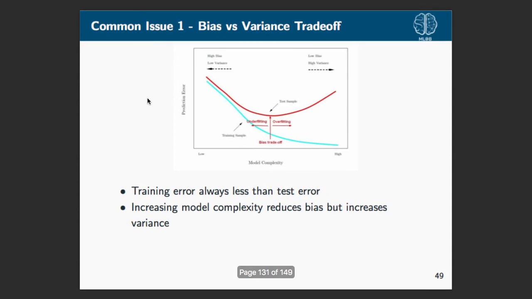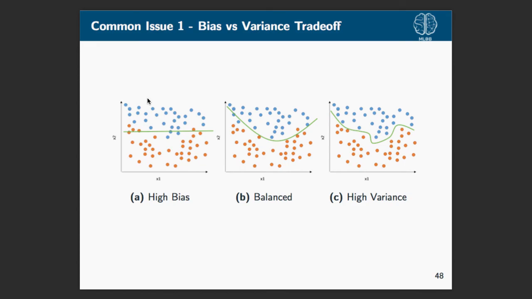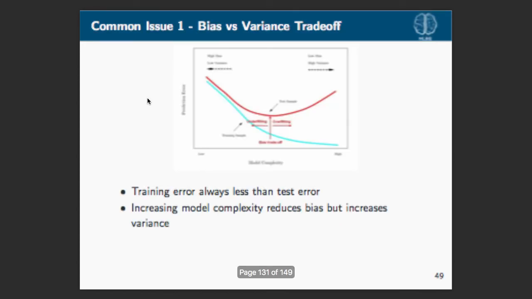Training error will also only ever decrease. Training error will never increase with model complexity. The reason is that if your model gets more complex, you will never increase your bias, because we talked about how, if your model is more complex, it can always set those features to zero that it doesn't need. So adding more features and complexity is never a bad thing in terms of bias. But increasing complexity, like in this case, a super complex decision boundary, can increase variance. So increasing model complexity reduces bias, but increases variance.